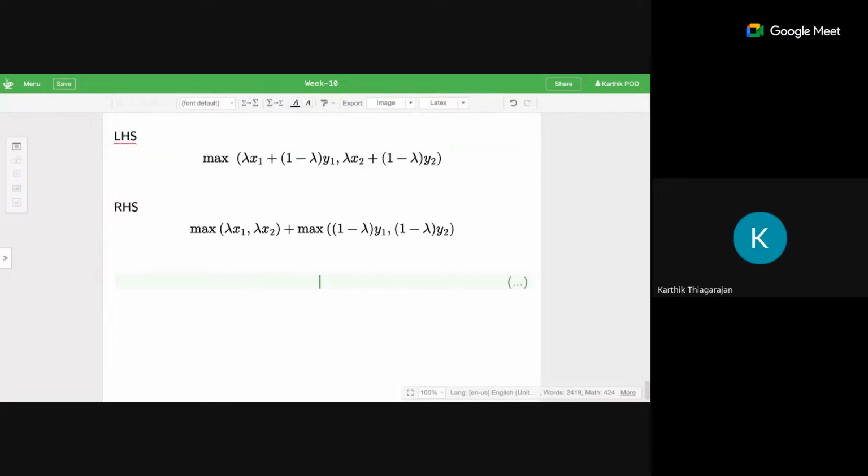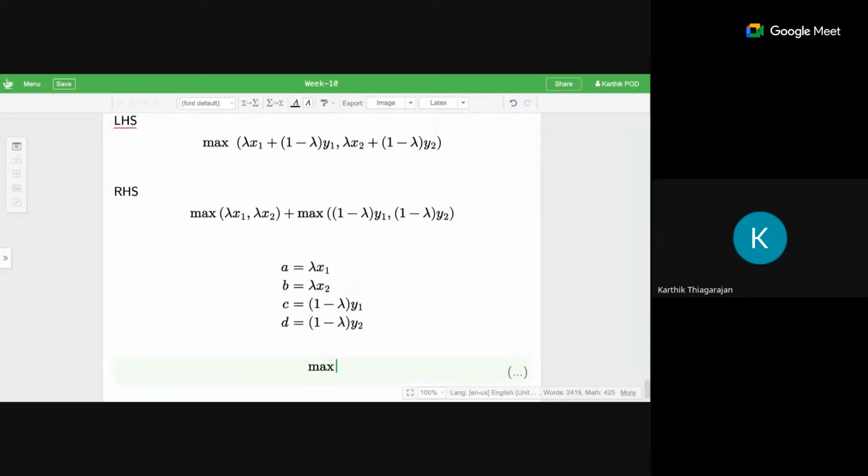Yeah, so what we have is 4 distinct quantities, right? So you can think of this as A, B, and so on. Can we rearrange the LHS now? What is LHS actually telling us? It is max of A plus C comma B plus D. And what is it we have to show? It is less than or equal to max of A comma B plus max of C comma D. So this is what we have to show.